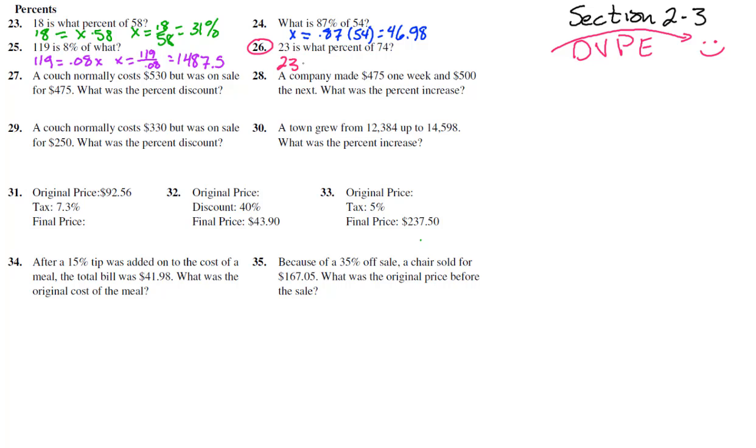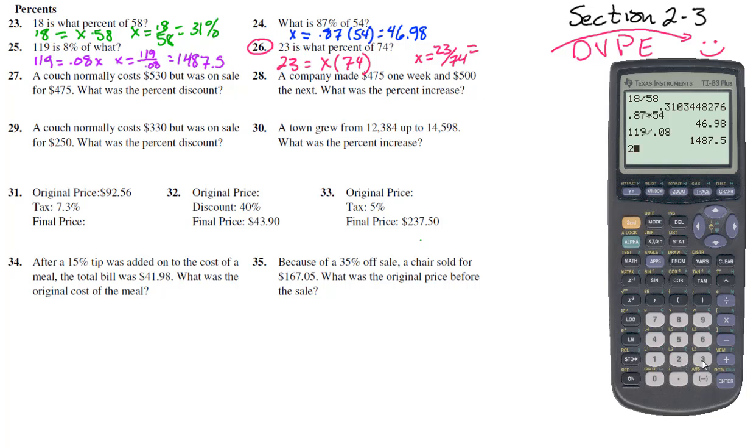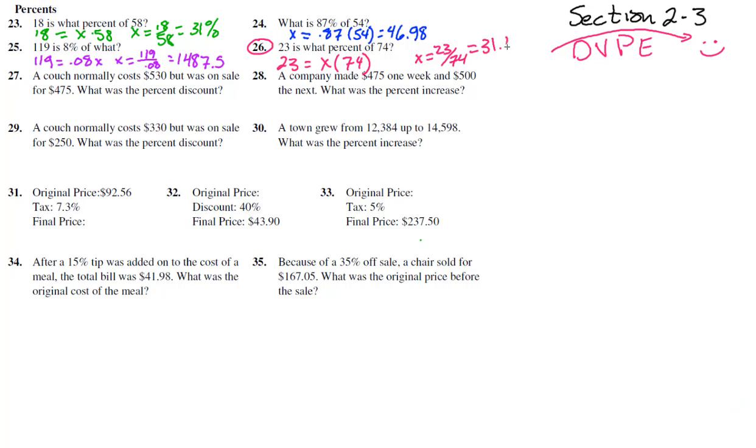Next one, number 26. 23 is what percent of 74? And how do we get the x by itself? Divide both sides by 74. X equals 23 over 74, and that's going to equal, pull out the calculator, 23 divided by 74, and that's 31.0%. If we move it 2 decimal places, 31.1%. Great.